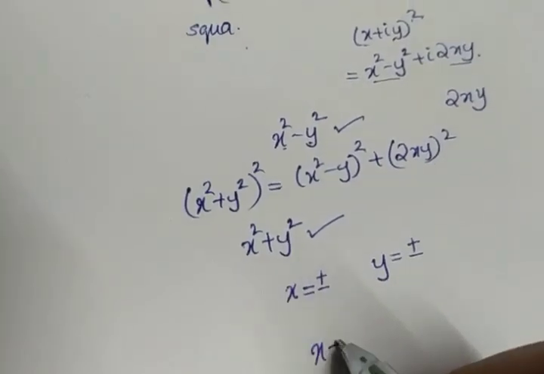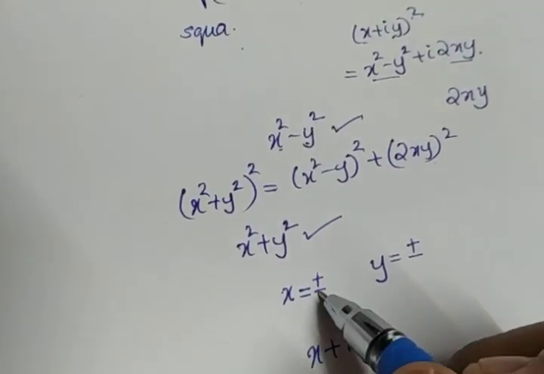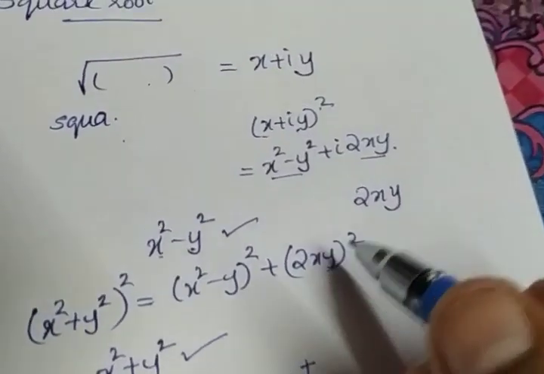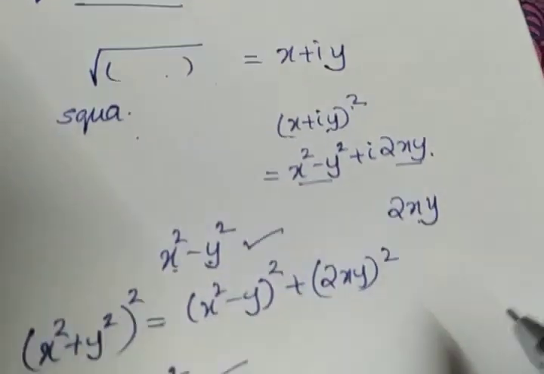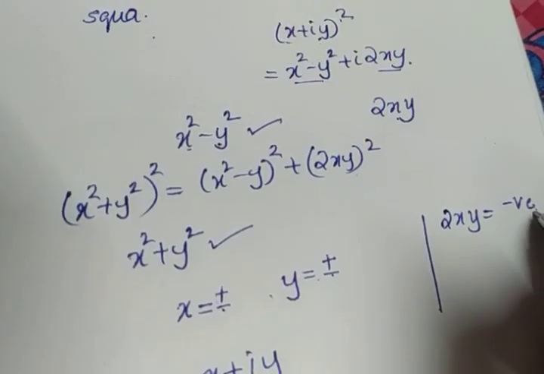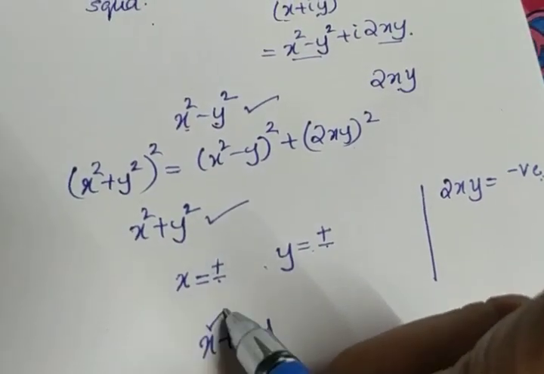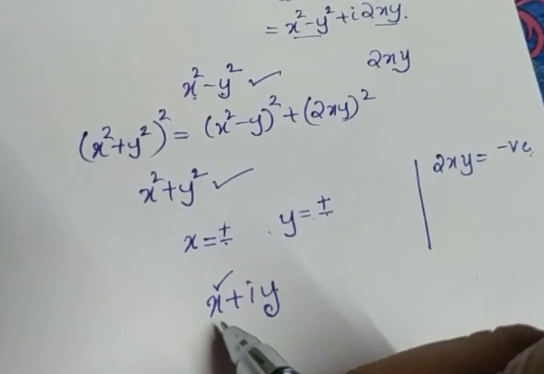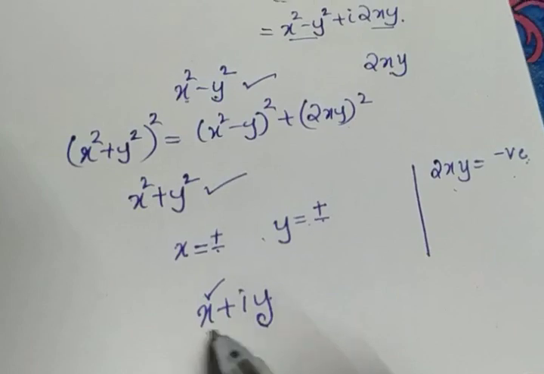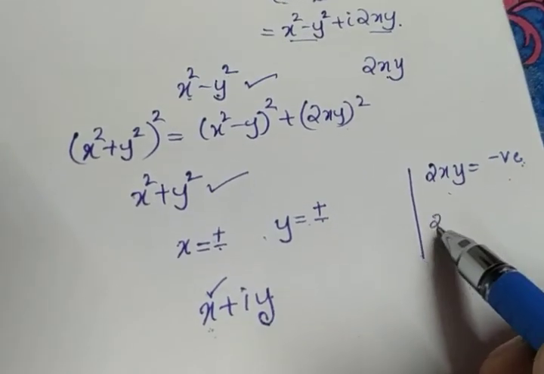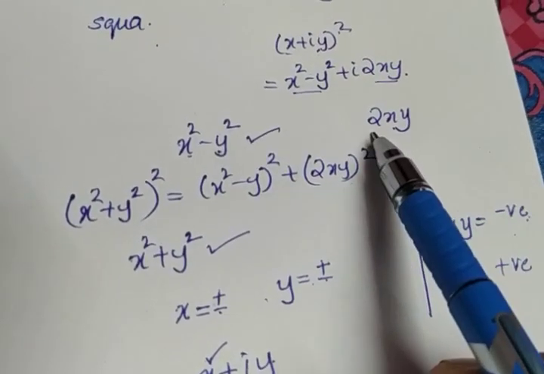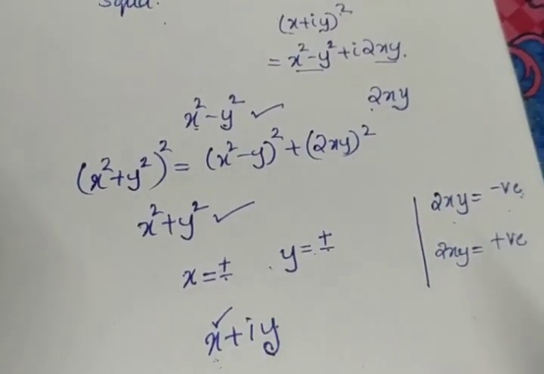We took the square root as x plus iy. x has a positive and negative value, y has a positive and negative value. So which value do we have to take? That depends on the sign of 2xy. If 2xy is negative, and we take x as positive, y must be negative. That means the signs of x and y must be different. If 2xy is negative, x and y must be of opposite sign. If 2xy is positive, x and y must be of the same sign. That is the only thing you have to notice here. All other steps remain the same for each and every question.